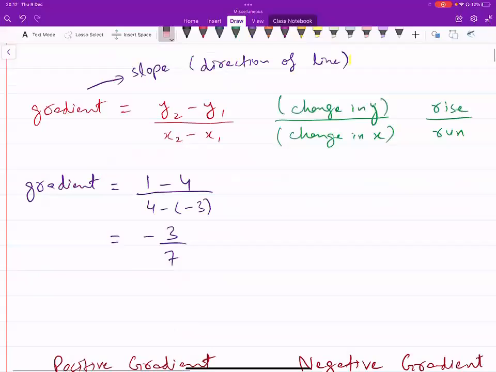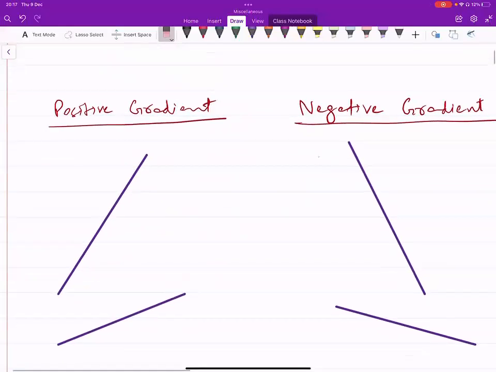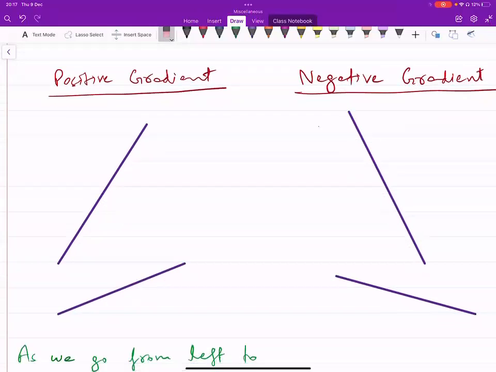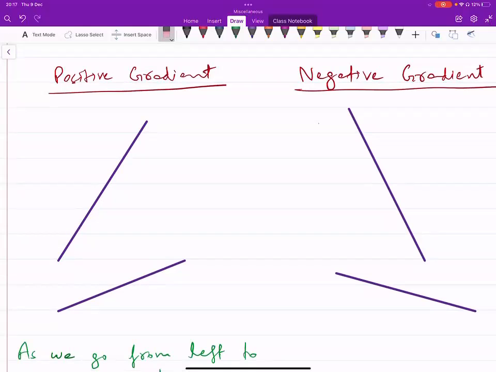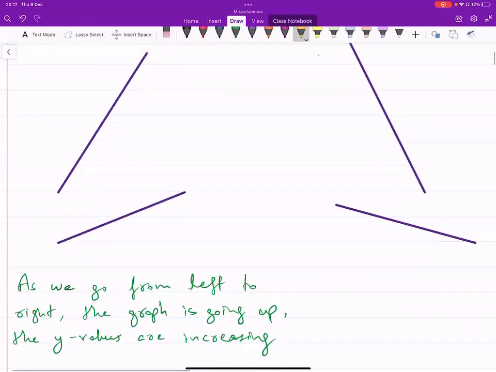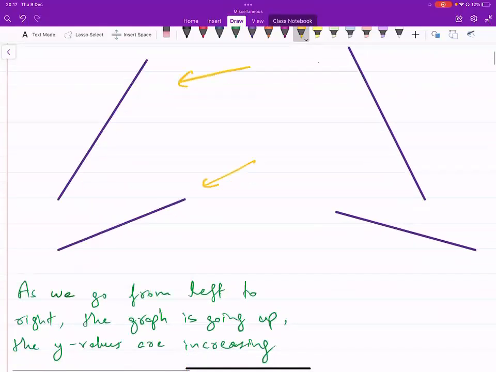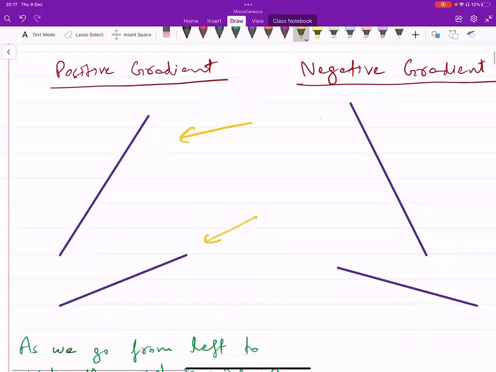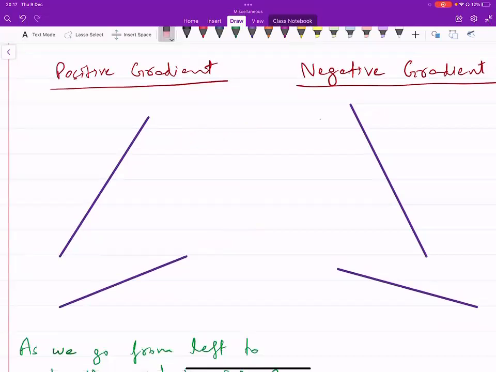Now, there can be many different possibilities when it comes to gradient. For example, you can have a positive gradient or a negative gradient. When do you get a positive gradient? You get a positive gradient when, if you go from left to right along a line, your line is going up. For example, these first 2 lines that you see on the left side both have positive gradients. Why? Because as we go from left to right, the graph is going up. The y values are increasing. In this case our gradient is positive, right? Left to right, you are going upwards.